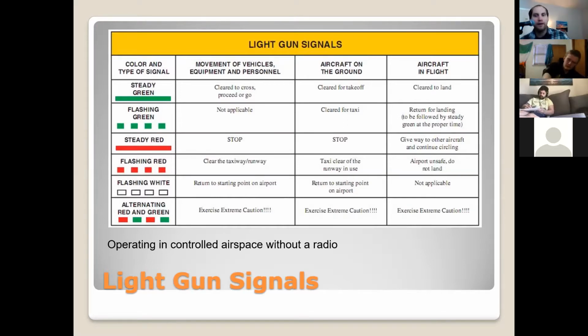This takes us to our last possible slide, bottom here, and that is the alternating red and green. So it'd be like red flash, green flash, red flash, green flash. And that means exercise extreme caution. Whether you're in the air or whether you're on the ground, exercise extreme caution.